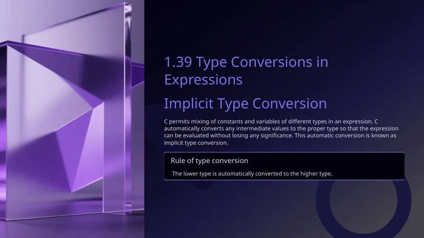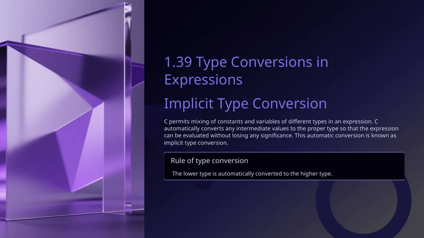Let's talk about type conversions in expressions, specifically implicit type conversion. In C, you can mix constants and variables of different types within an expression without any fuss. The language handles this automatically by converting intermediate values to the appropriate type so that the expression evaluates correctly. This process is what we call implicit type conversion.